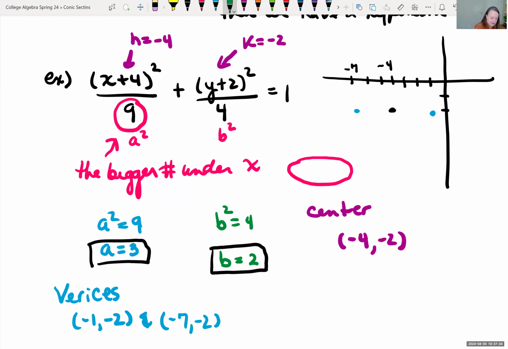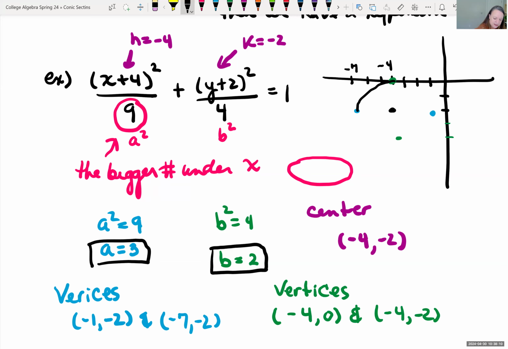Now I want to get the vertices of my minor axis. And so that's affecting my y value. So I'm either going to go up 2 from the center. If I go up 2 from -2, my y value is going to be 0. X stays the same, so -4, 0. And if I go down 2 from -2, I have a point at -4, -2. So now I have these points. I know what my ellipse looks like.